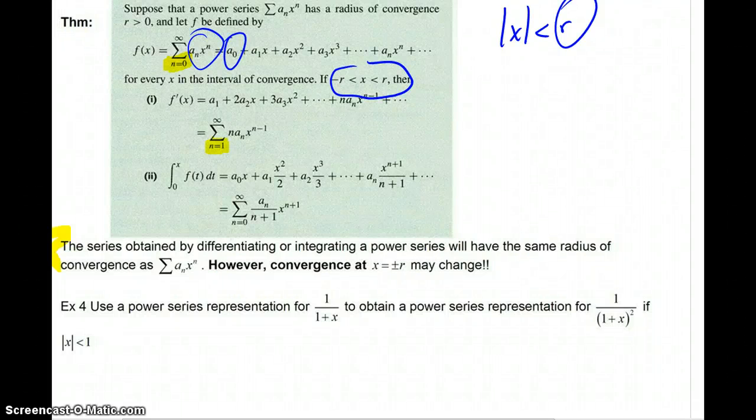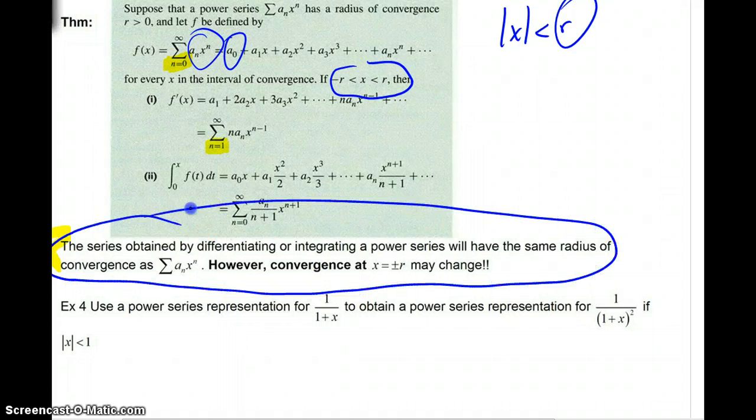From where we just left off, we were talking about how, given a power series, we can find two new power series by taking derivatives or integrating from 0 to x. Let's read this sentence right here. The series obtained by differentiating or integrating a power series will have the same radius of convergence as the original series. However, convergence at the endpoints may change. Okay, let's look at example 4.